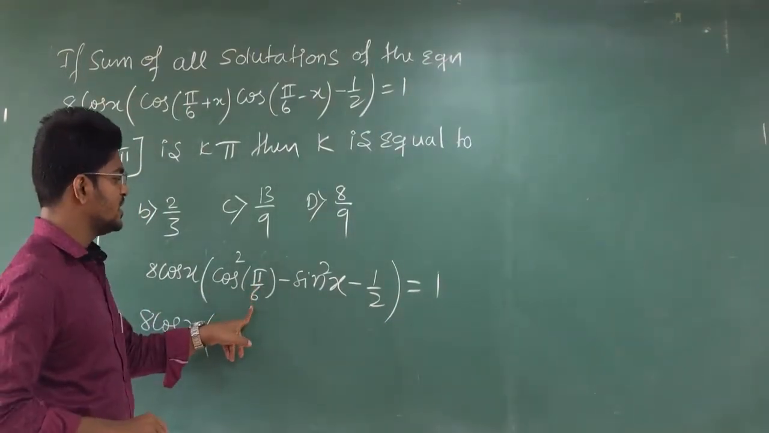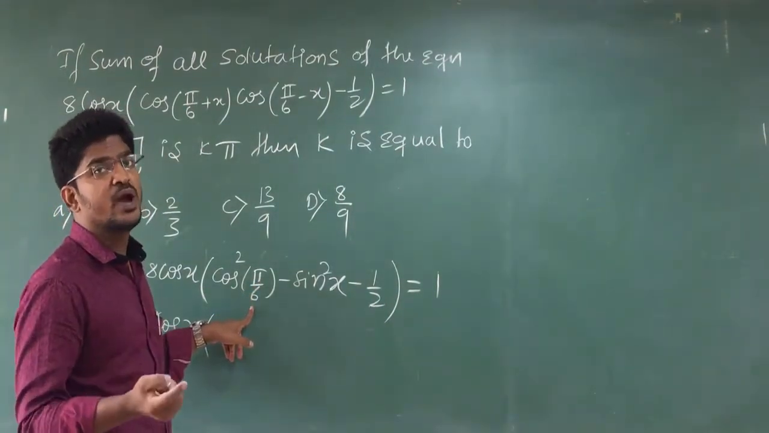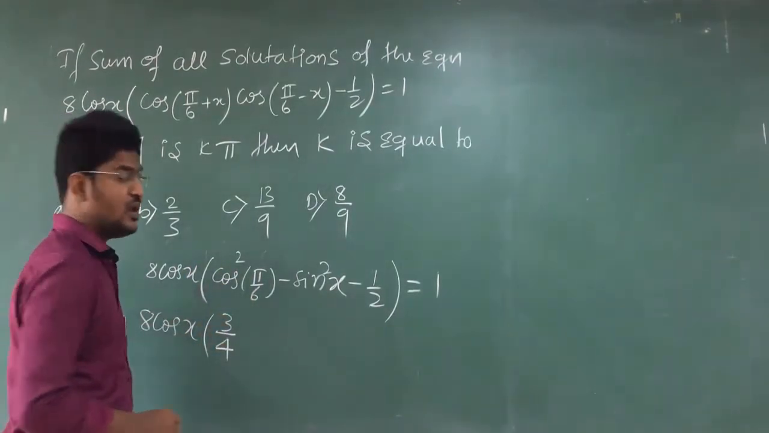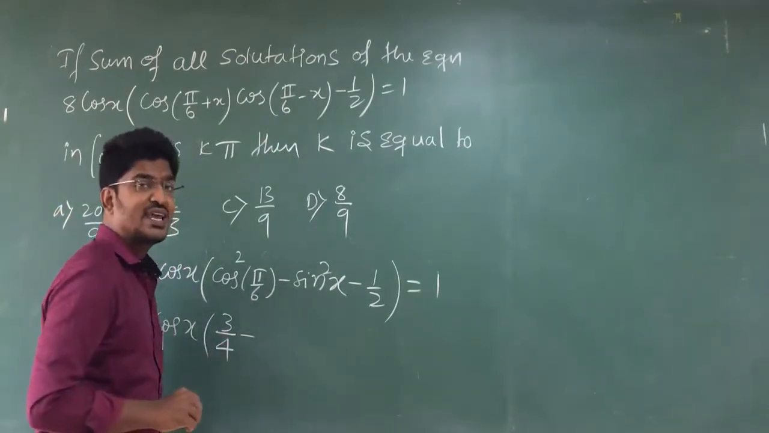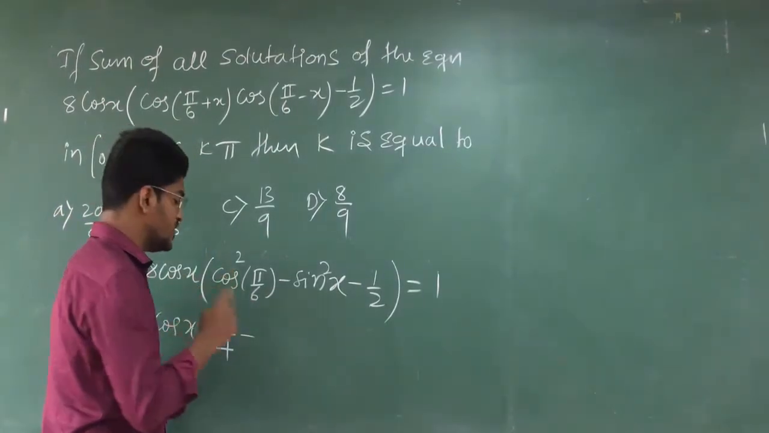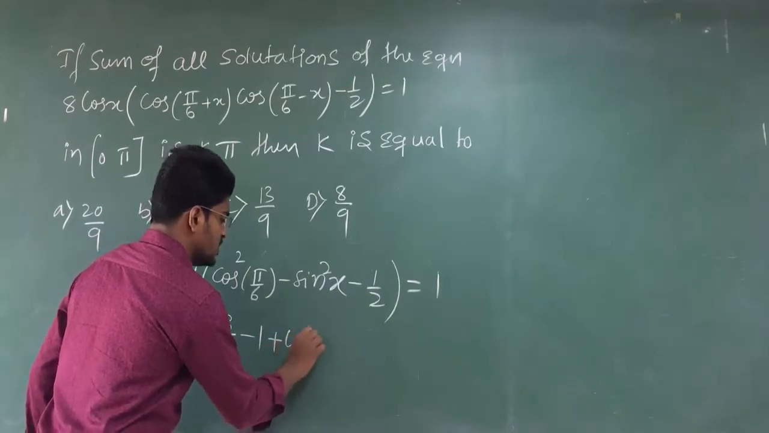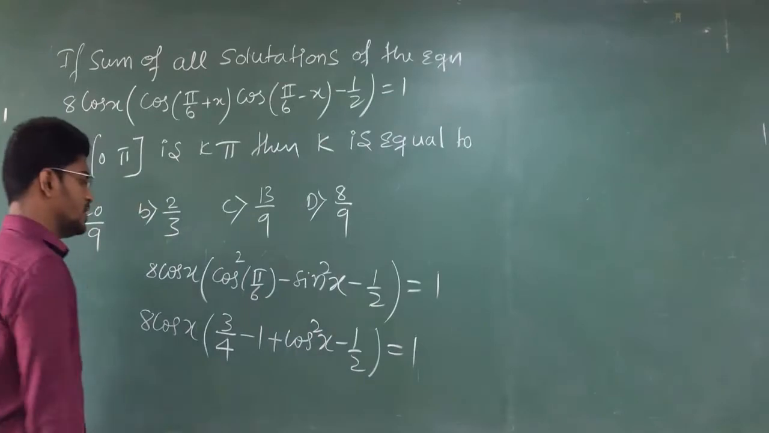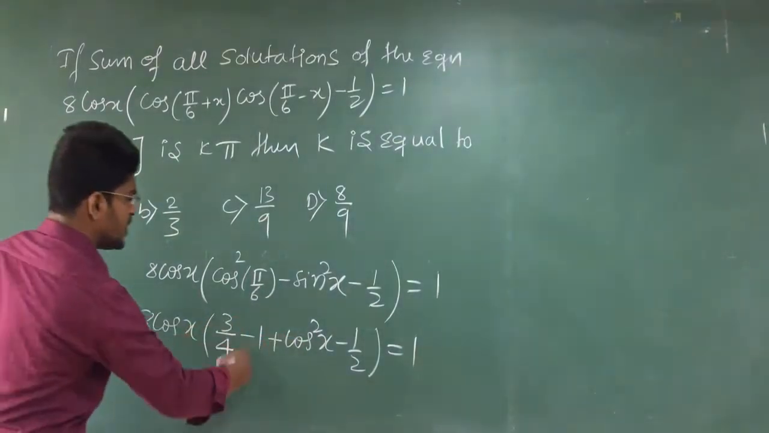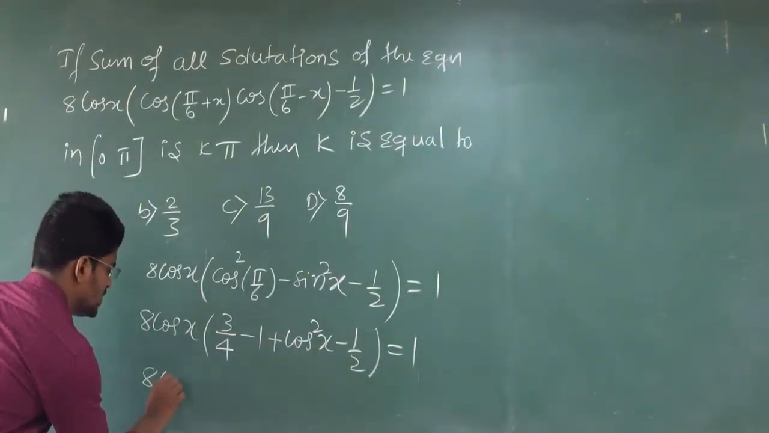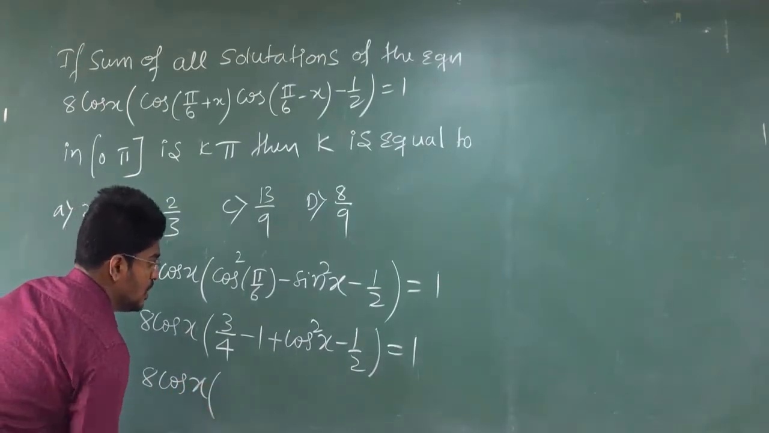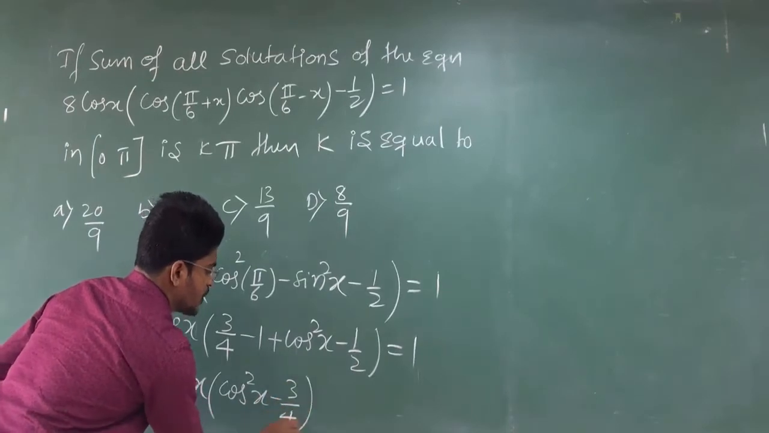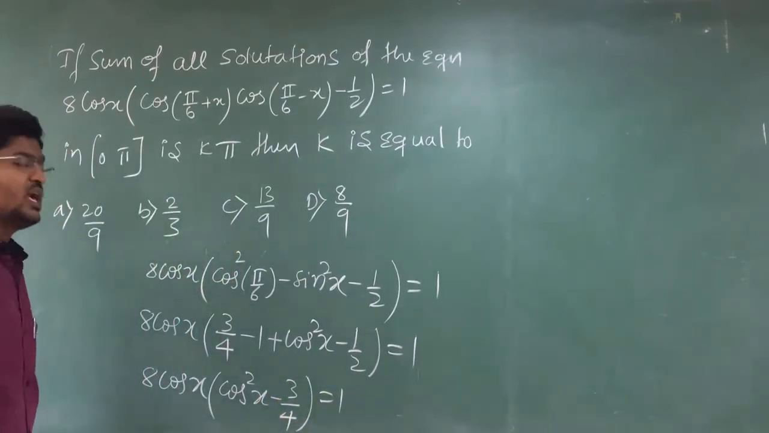What is cos square 30 degree? Cos 30 degree is root 3 by 2. If I make the square of that, it will be 3 by 4. Clear? Minus sin square can be written as 1 minus cos square x. If I write here, it will be 1 plus cos square x minus 1 by 2 equal to 1. So now if I simplify this, I am going to have 8 cos x times cos square x minus 3 by 4 equal to 1. Clear?